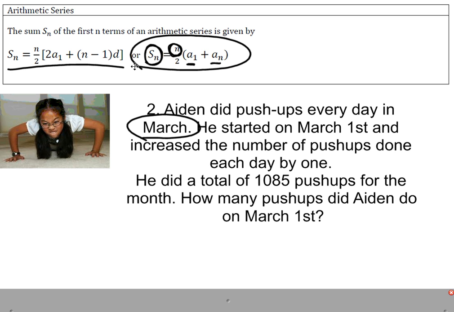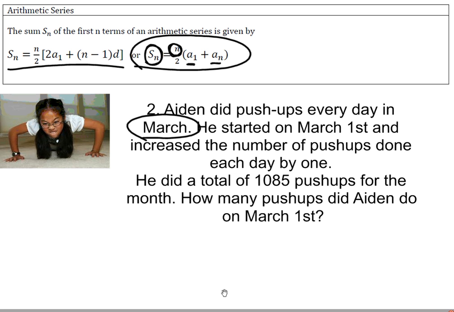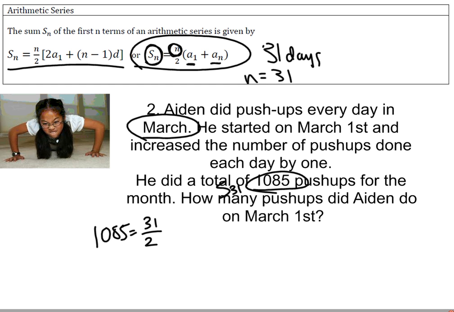All right, so first off, we have to look at how many days March has. All right, so March has 31 days. So now he did a total of 1,085 push-ups. So 1,085 push-ups, March has 31 days. So n is going to be 31. The sum of 31 days is going to be 1,085. All right, so to set this up, I'm going to have 1,085 equals 31 divided by 2.